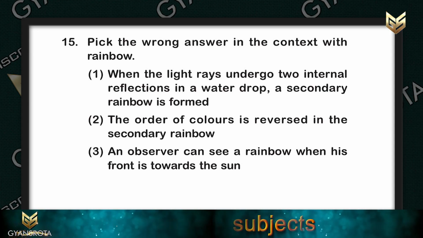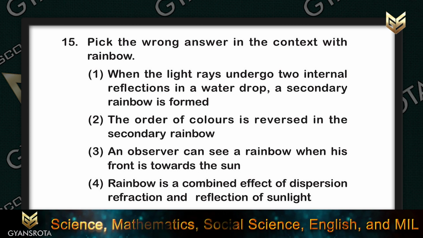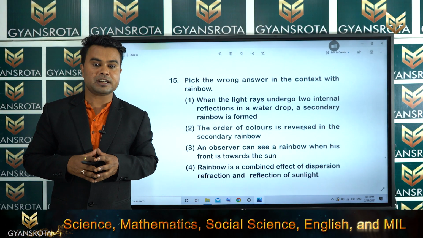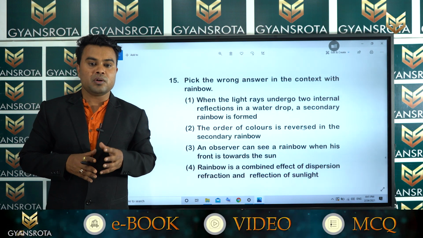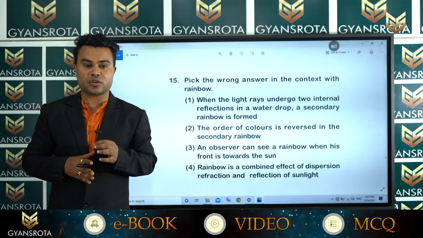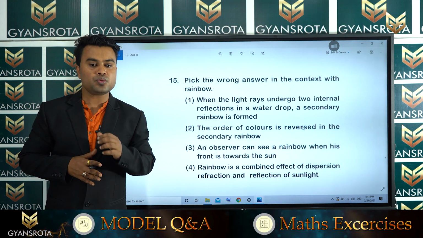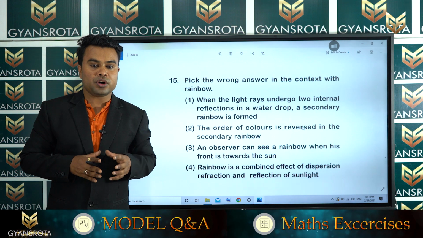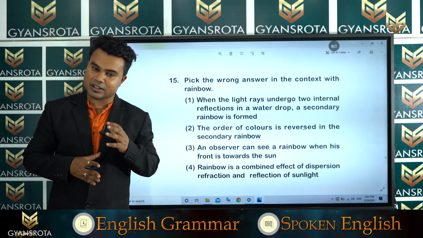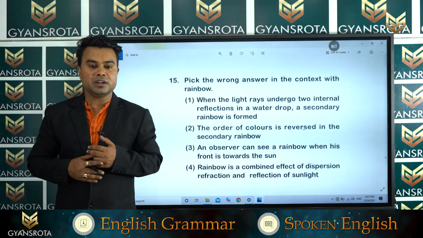Pick the wrong answer in the context with rainbow. What will be the wrong option we have to see from here? There is no solution. You just have to pick up the correct answer. Number 1. When the light rays undergo two internal reflection in a water drop, a secondary rainbow is formed. That is absolutely correct. It's a true answer. The order of color is reversed in the secondary rainbow. It is also true. Primary rainbow and secondary rainbow have different order, right?